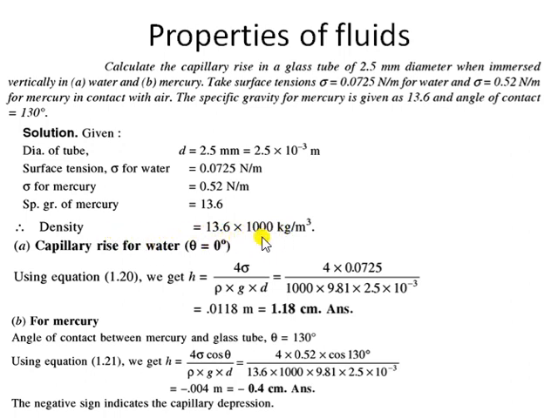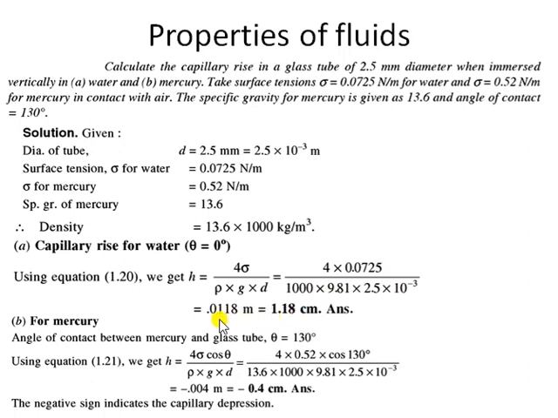Now in case of water, the formula is h equal to 4 sigma cos theta by rho g d. But for water, I have told you theta is 0, so cos 0 means 1. So that quantity has not been written here. Directly it will become 4 sigma by rho g d, in case of water only. So substituting all the values, we calculated that the height of capillarity rise will be 1.18 centimeter in the tube.